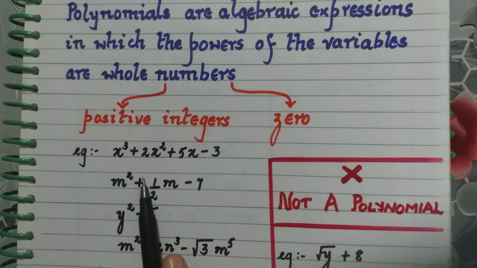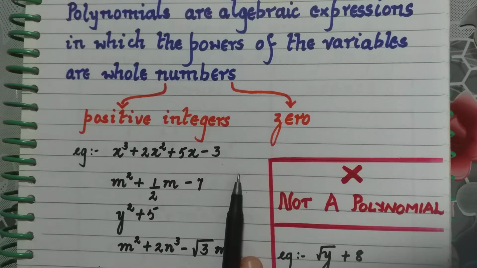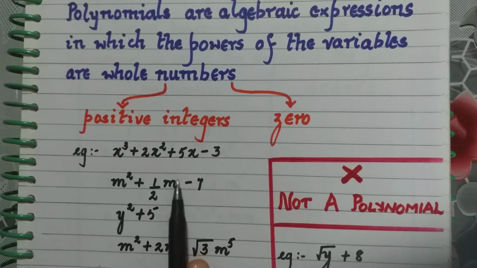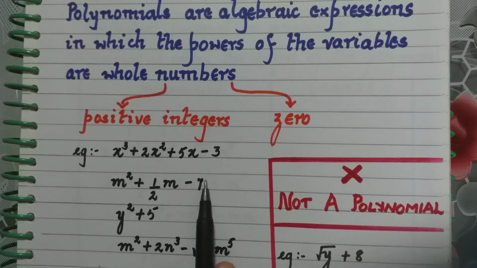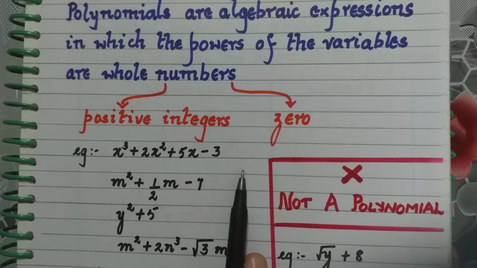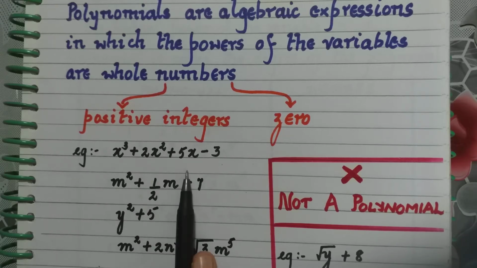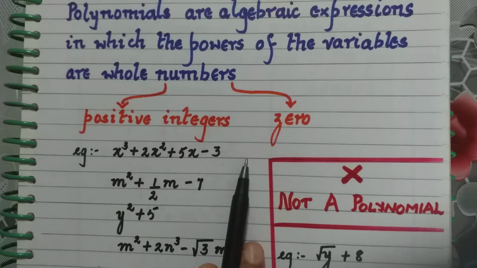You have m square plus half m minus 7. Is this also a polynomial? Yes, it is a polynomial. What do we have to look for? Only the powers of the variables. The variable here is m. What is the power? Here it is 2, here it is 1, and here it is 0. So this is a polynomial. We don't have to worry about this half. This half is not the power of the variable. It is just the coefficient of m, that is the number in front of m. Therefore, this will be a polynomial.